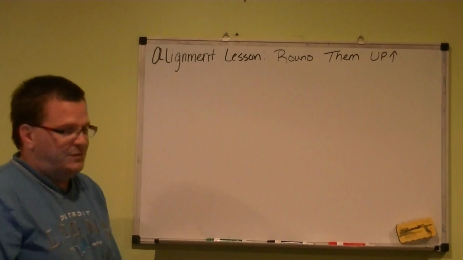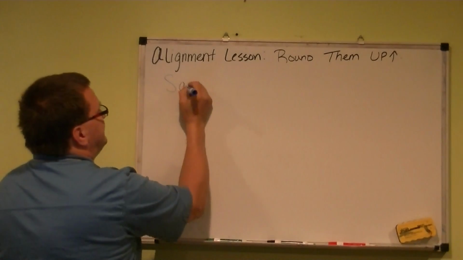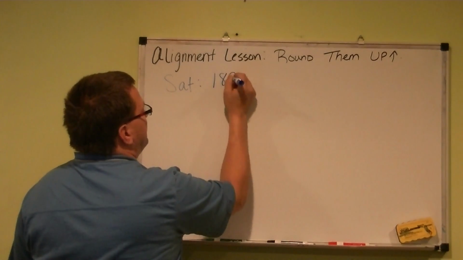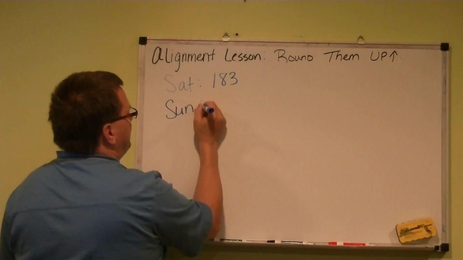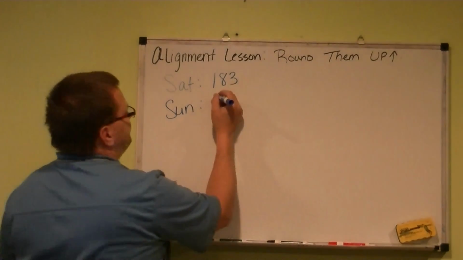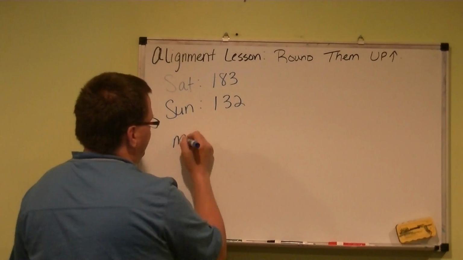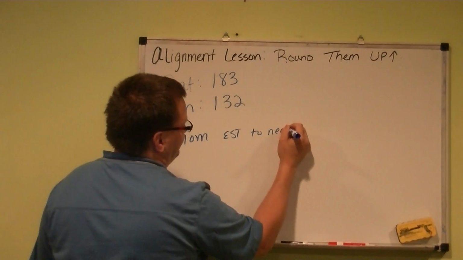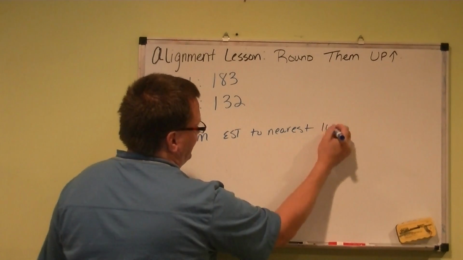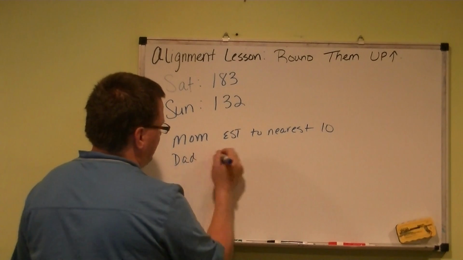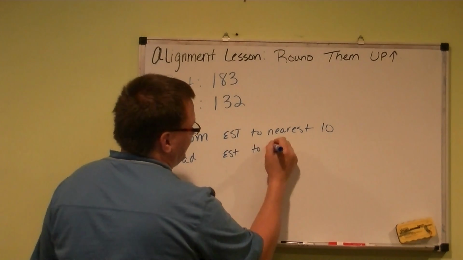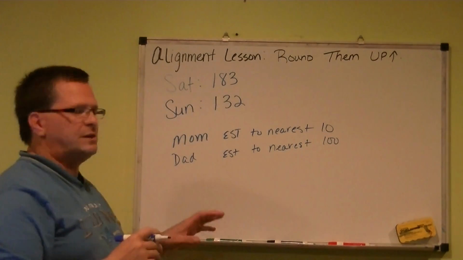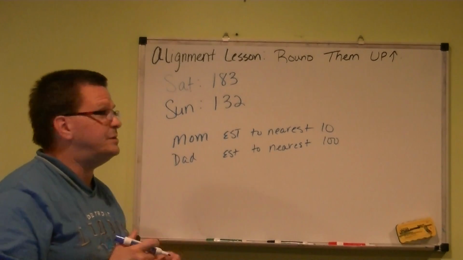Alright, so let's think about it. So Saturday, they drove 183 miles. And then Sunday, they drove 132 miles. So mom estimated to nearest 10. And dad estimated to nearest 100. So we're trying to figure out who's going to be the correct one, closer.